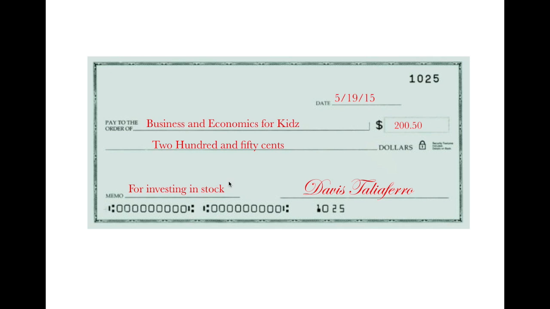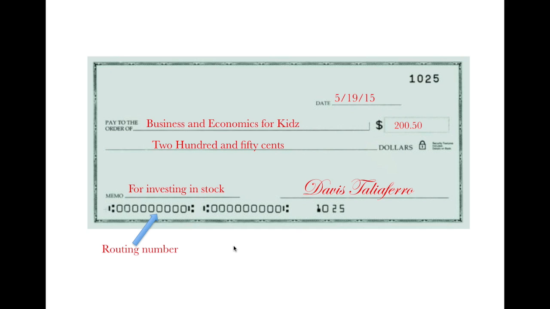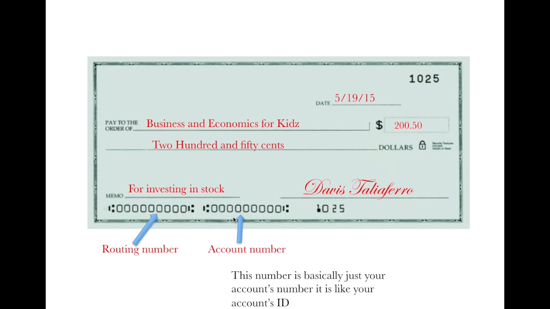Okay, now you might be wondering what these funky little numbers are at the bottom. Well, let's look at them. The first one is the routing number. This 9-digit code will vary on checks, but is based on the location of where your account was opened. Now, the one to the right of that is the account number. This number is basically just like your account's ID.